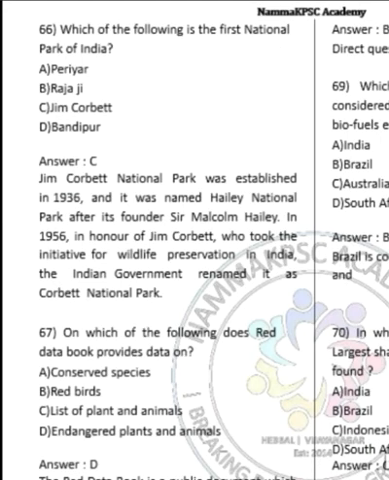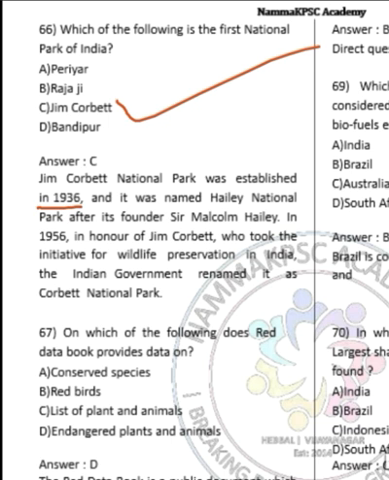Question number 66, it is asking which of the following is the first national park of India. Answer is option C, Jim Corbett. So Jim Corbett National Park was established even before independence in the year 1936. So in the year 1956, in the honor of Jim Corbett, who took the initiative for wildlife preservation in India, Indian government renamed this park as Jim Corbett National Park.